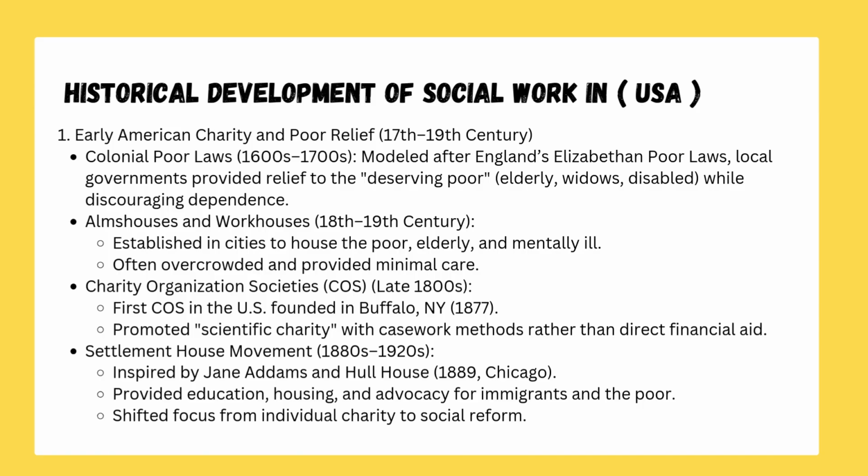Early American charity and poor relief, 17th to 19th century. Colonial poor laws, 1600s and 1700s, modeled after England's Elizabethan poor laws. Local governments provided relief to the deserving poor, elderly, widows, disabled, while discouraging dependence. Almshouses and workhouses, 18th to 19th century, established in cities to house the poor, elderly, and mentally ill. Often overcrowded and provided minimal care.